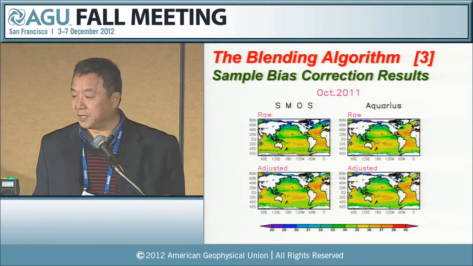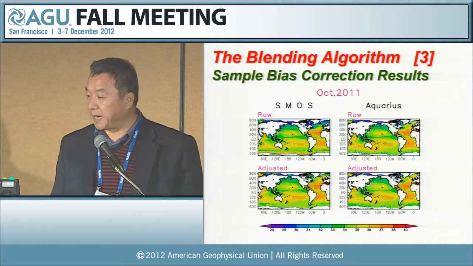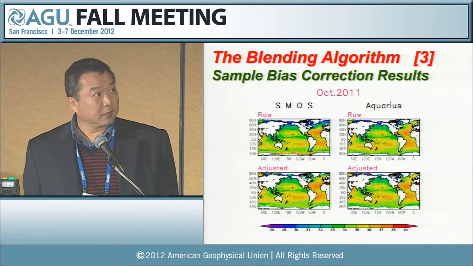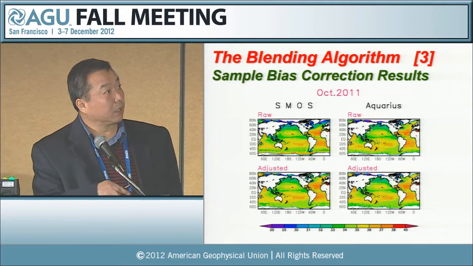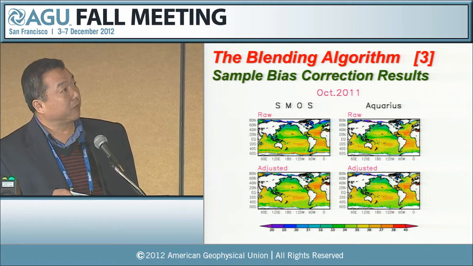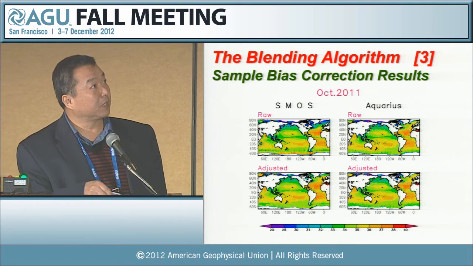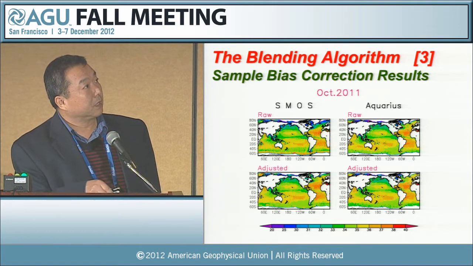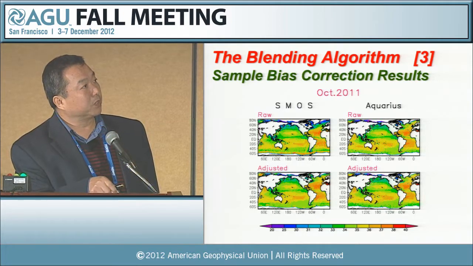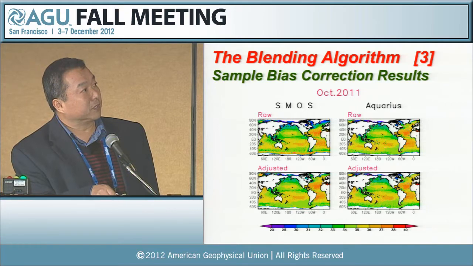And this is an example of the bias collection results. The left panels are for the SMOS. The right is for the Aquarius. From this view, it's very hard for me to see. But what you can find is that this is, I think, for October 2011. Look at the distributions of low sea surface salinity retrievals from two satellites. You can see the differences there.